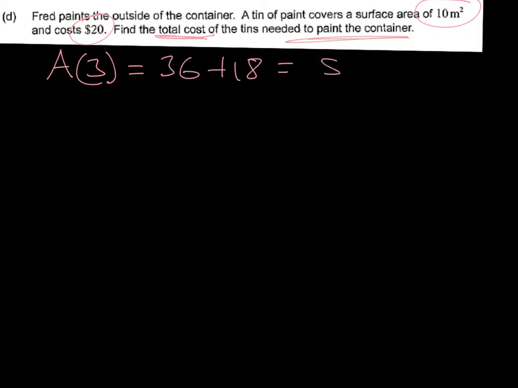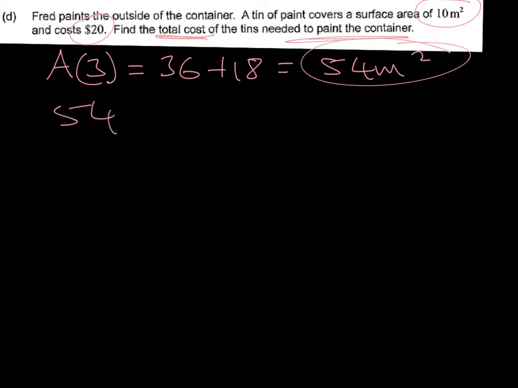In the final part, we're told that Fred paints the outside of the container, and a tin of paint covers a surface area of 10 meters squared and costs $20. Find the total cost of the tins needed to paint the container. We know that the area was minimized when the height was 3, so we can find A of 3, which is going to give us 36 plus 18, which is 54 meters squared. So that's the area that needs to be painted.